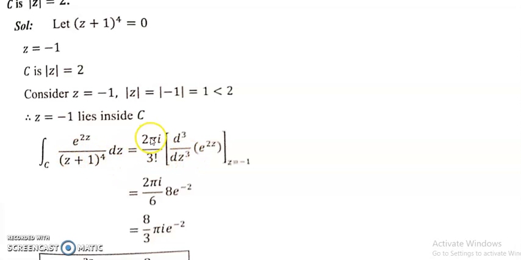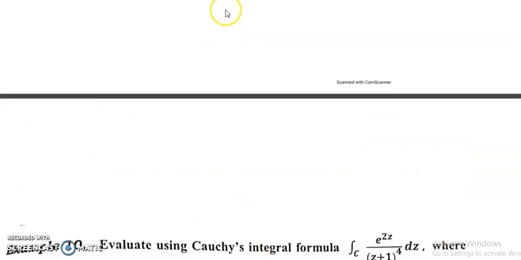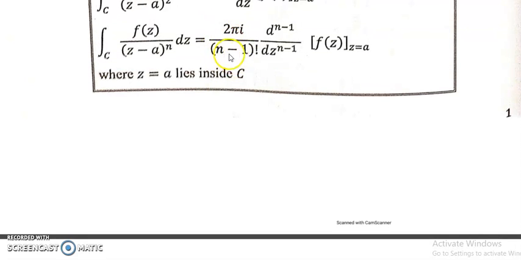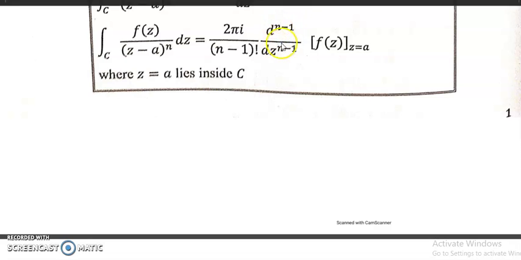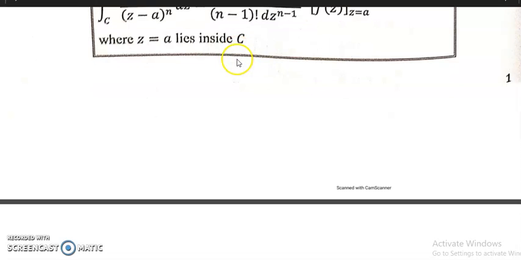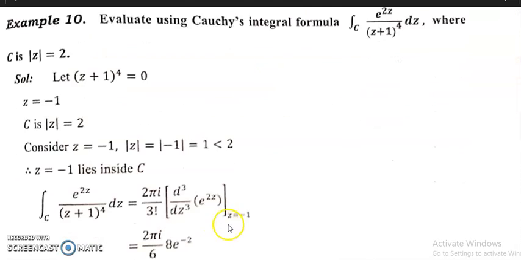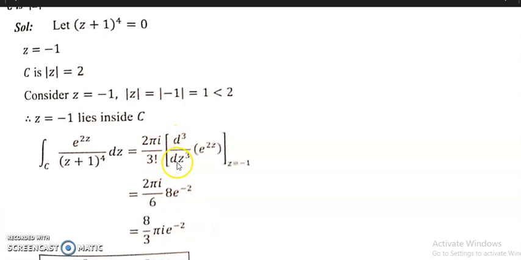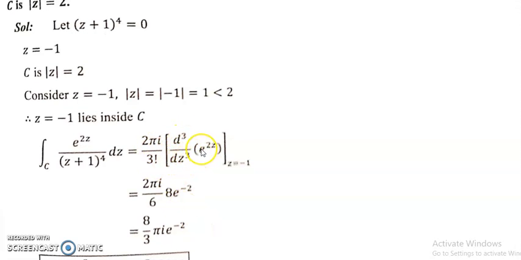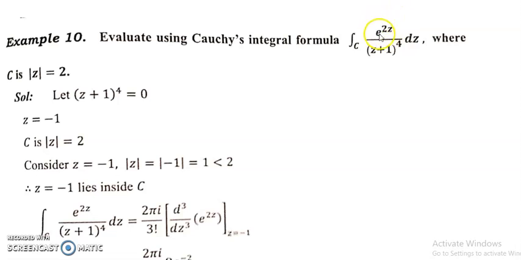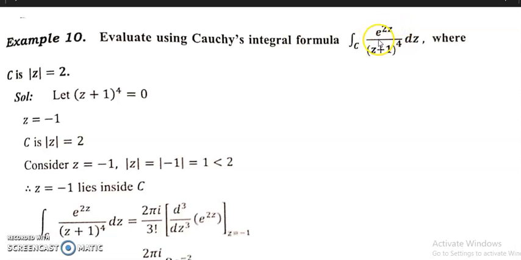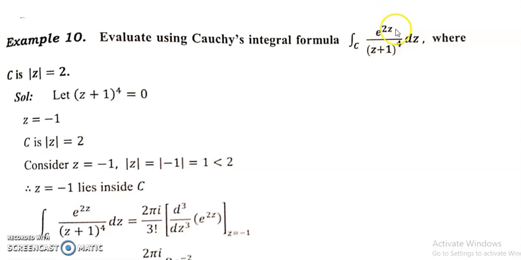n is equal to 4, so we apply this formula. When n is 4, as I just explained, all the n minus 1 terms become 3. So we get 2 pi i by 3 factorial, d cube by dz cube of f of z. What is f of z? f of z is the numerator. We know that in Cauchy integral formula the numerator is the f of z value. f of z is e raised to 2z.